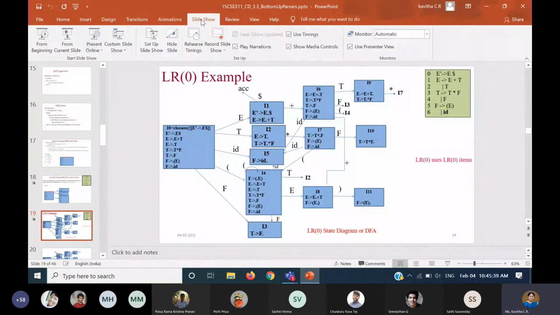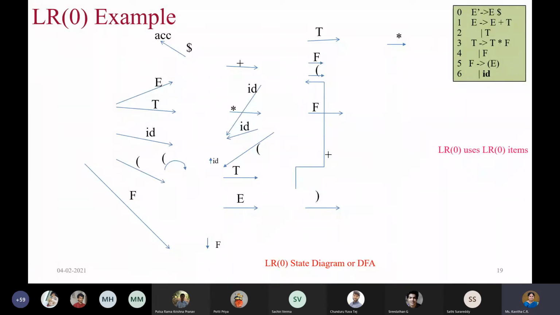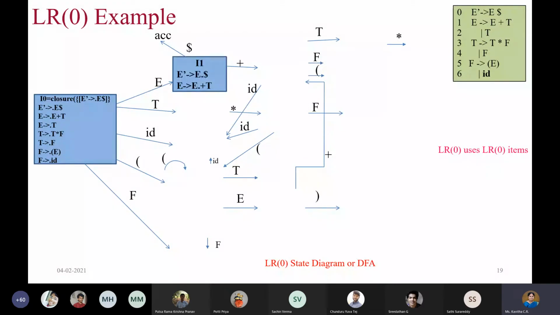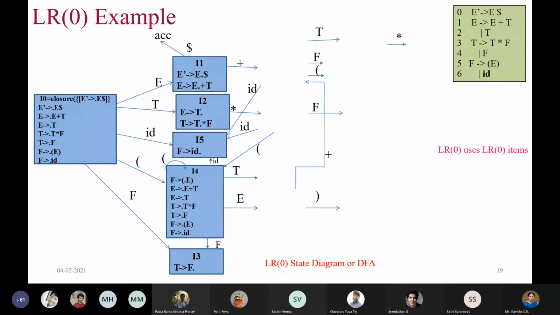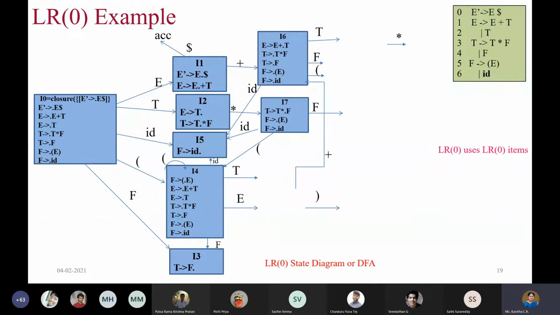So in the last class, we had started with this example using LR(0) parsing. So we'll continue that. I'll first display a few states which I had already completed. I think till here I had completed, as I remember. Okay, so just to recap.